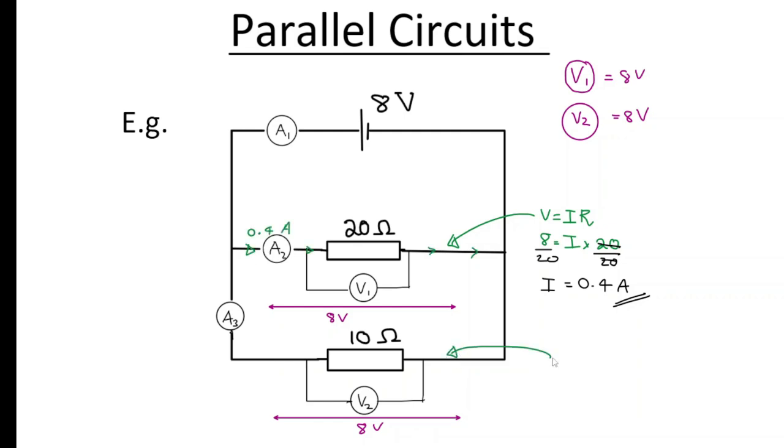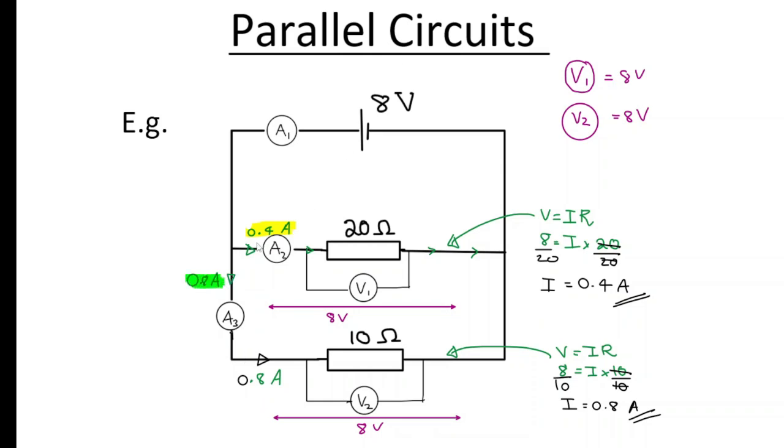Now, I know the current in this branch here. Let's do it for here. Write the formula again. V is equal to IR. Let's write the values here. 8 is equal to I, which I don't know, R is 10. Now, let's mark the current here. Current here is 0.8 amps. The reading on ammeter A2 is 0.4 amps. The reading on ammeter A3 is 0.8 amps.